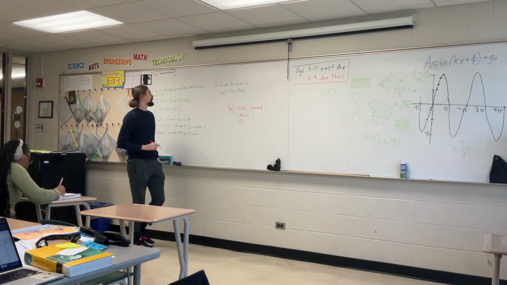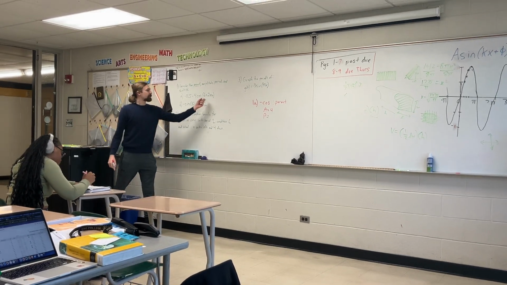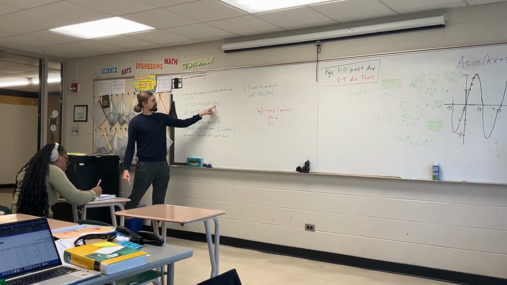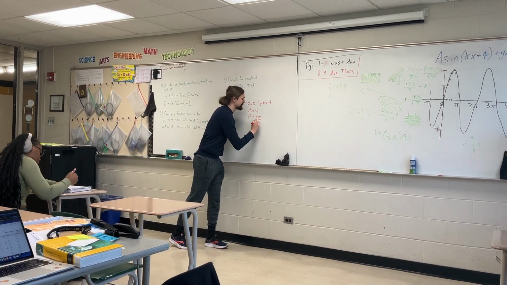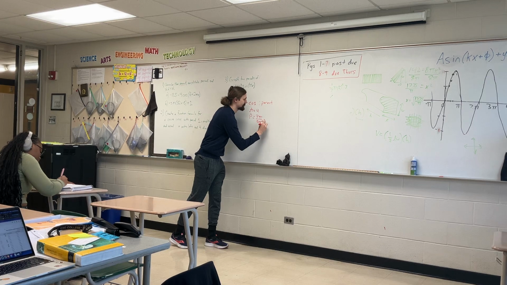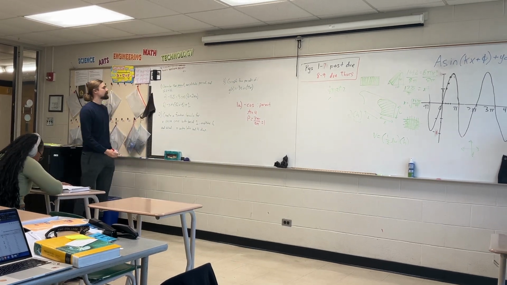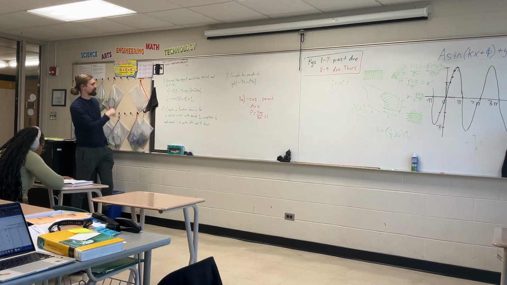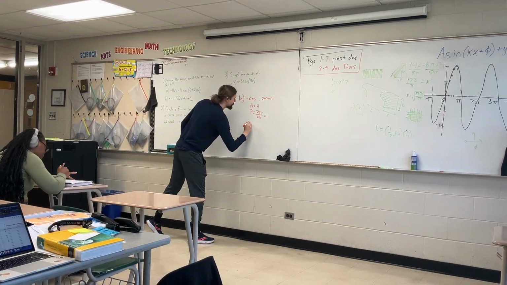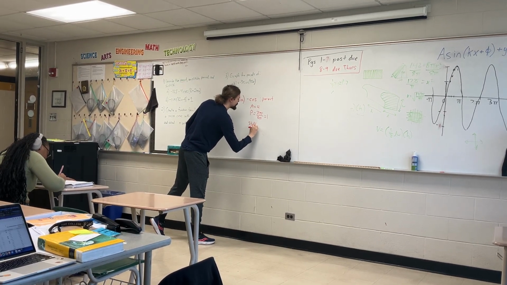Period is 2 pi divided by the coefficient of x. Coefficient of x here is 2 pi, so it's 2 pi divided by 2 pi, which is what? 1. The period is 1. What's next? The shifts. So you'll have to describe the shifts left or right.